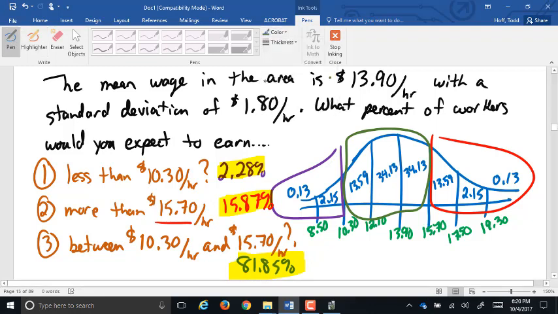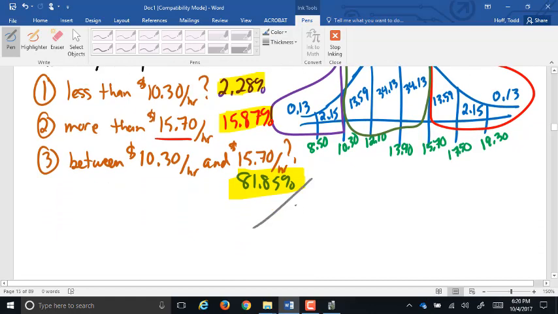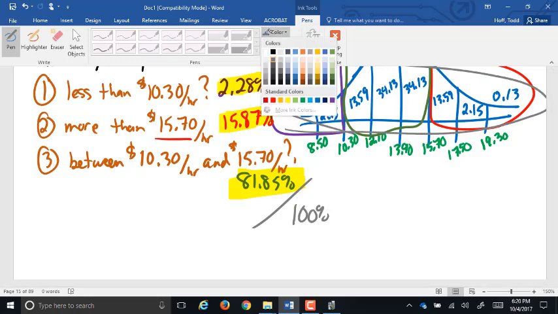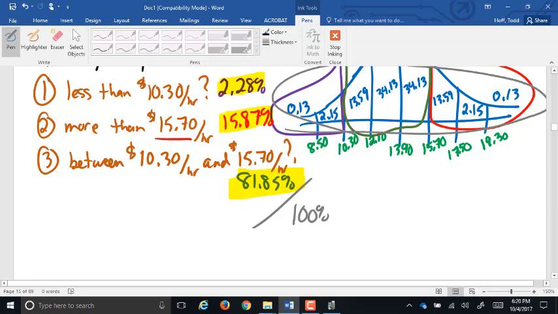Somebody got it back there? It should be 100% because it covers the whole curve, right? Perfect. And I think they do add up, don't they? Yeah. So that's our bell curve with the empirical rule.